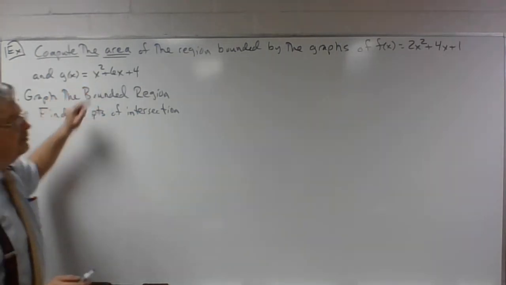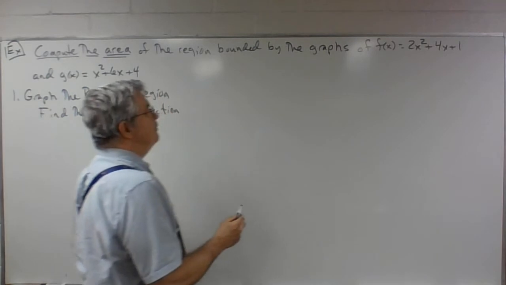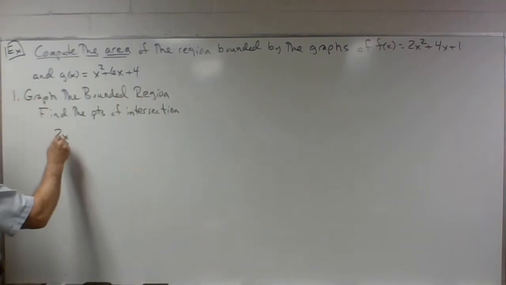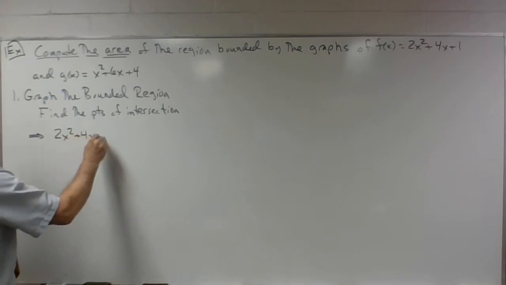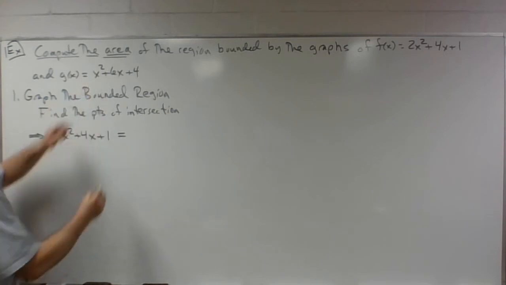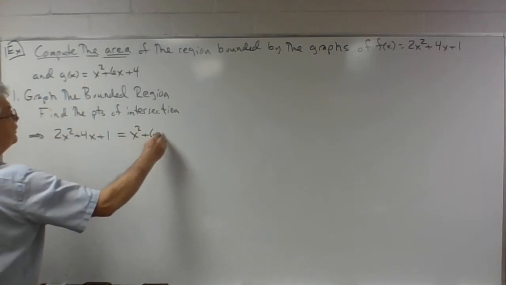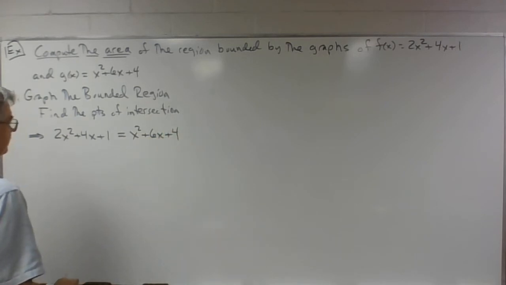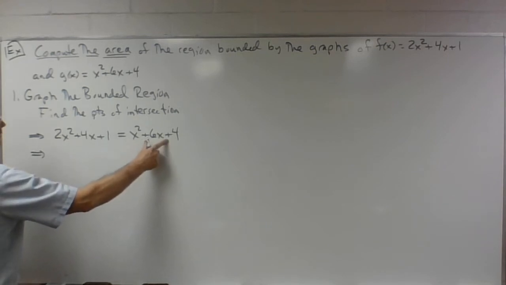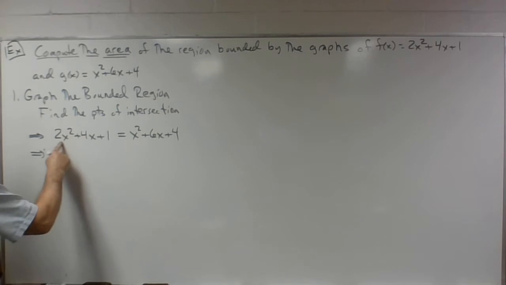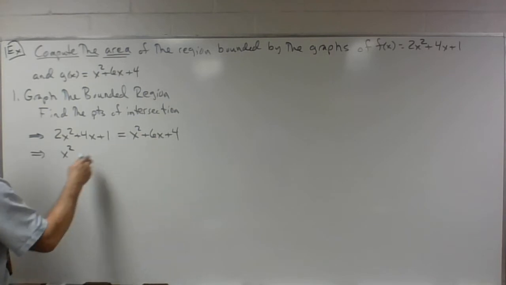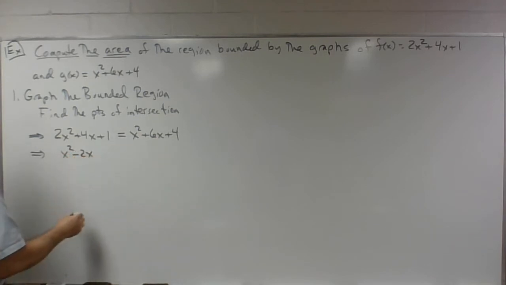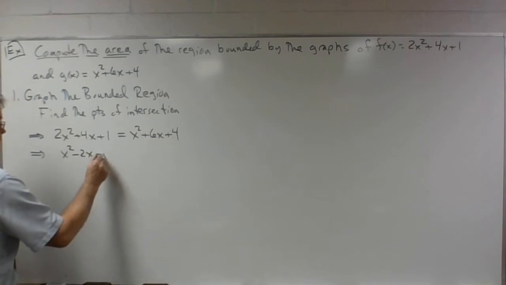Here's one y coordinate. Here's the other y coordinate that we set them equal. 2x squared plus 4x plus 1 equals x squared plus 6x plus 4. Okay, it's just a quadratic equation. I'll subtract this mess from both sides. 2x squared minus x squared is x squared. 4x minus 6x is negative 2x. 1 minus 4 is negative 3.